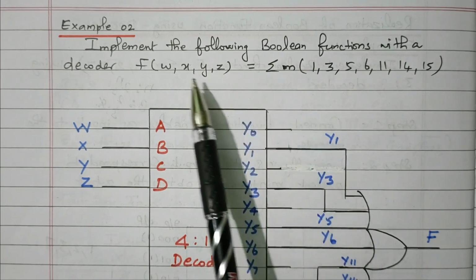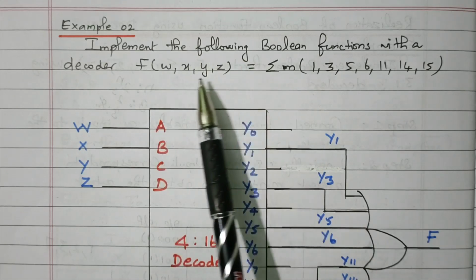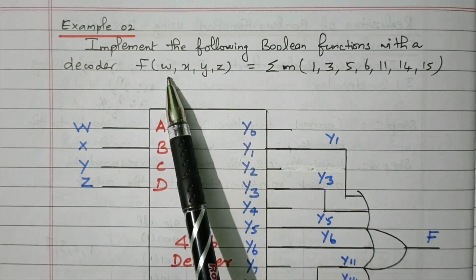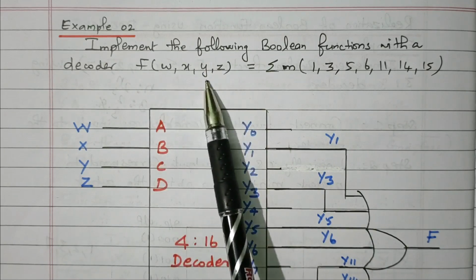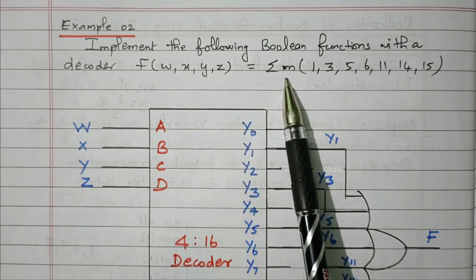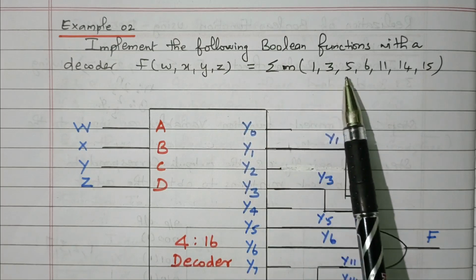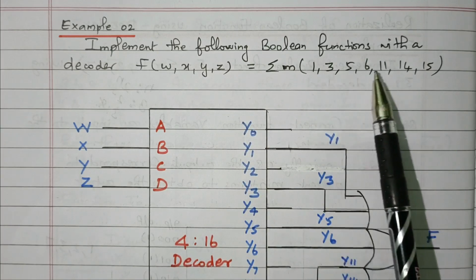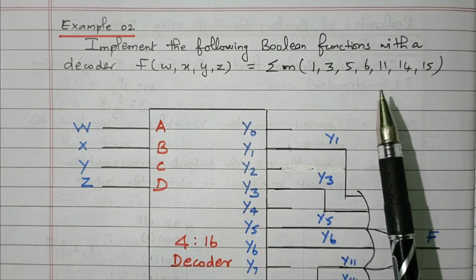Now we'll go to the topic. We need to implement the Boolean function using the decoder. The function is given as f of w, x, y, z, these 4 inputs, equal to sum of minterms 1, 3, 5, 6, 11, 14 and 15. 1, 2, 3, 4, 5, 6, 7 outputs are available.